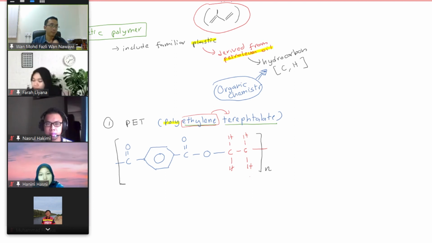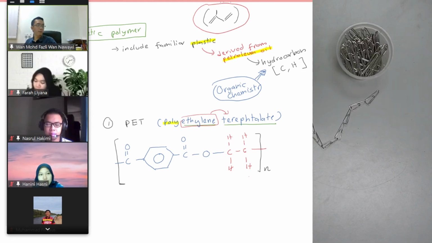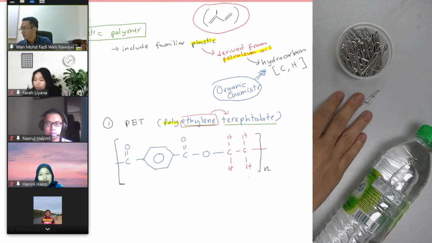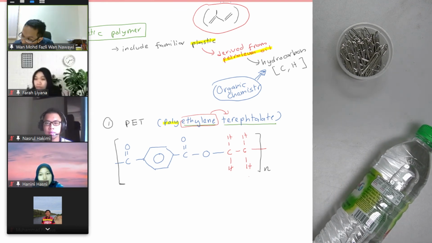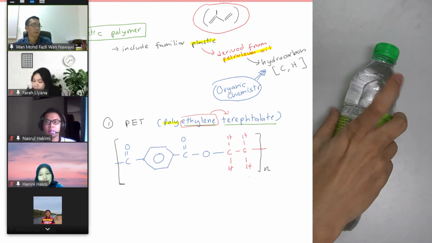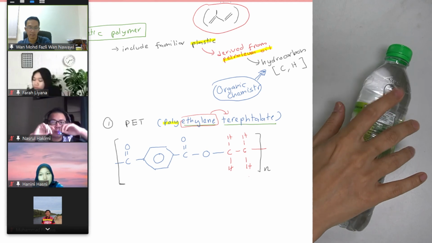So PET is basically the most commonly used plastic, and typically you use that for making the plastic bottle. Most plastic bottles that you can see around the world are made from PET. This one, the colorless one. This is PET.